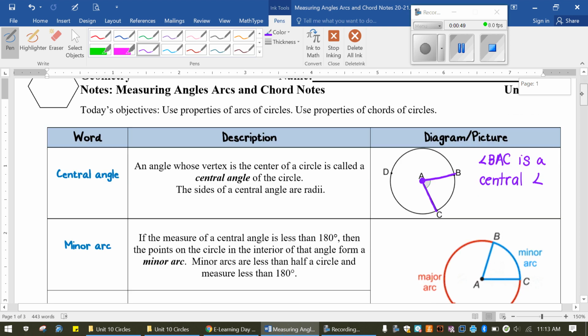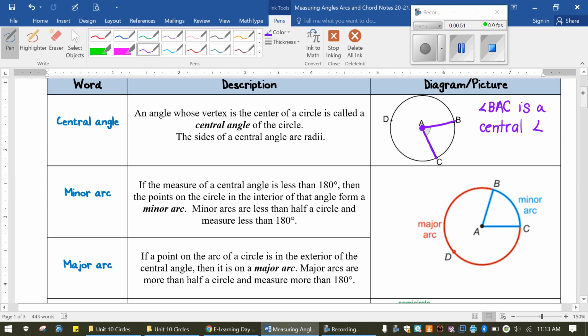So now we're going to talk about some arcs. We've got a minor arc and a major arc, both labeled here on this diagram. A minor arc is the smaller arc, so the arc is the part of the outside of the circle. The minor arc is an arc that is less than 180 degrees. 180 degrees would be halfway around the circle. All the way around is 360. So we're going to classify these arcs based on if they are less than half or more than halfway around the circle. The minor arc is from B to C.